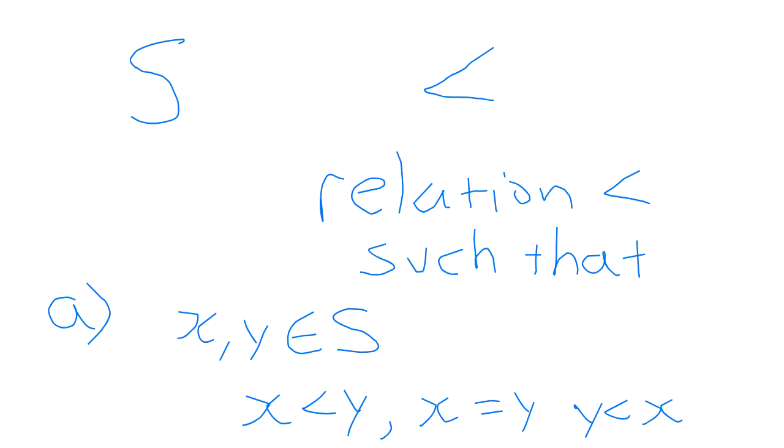So for the two numbers, one of those properties must work. One number is less than the other, one is equal to the other, or the other one is less than the previous one. If it's a and b or x and y, either x is less than y, or y is less than x, or they're equal. We know that to be true. B: if x is less than y and y is less than z, then what? You should be able to figure this out.